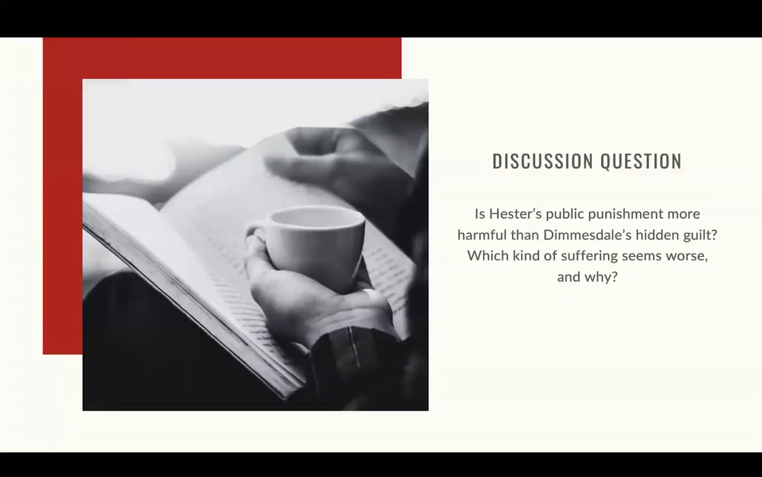So, one of the first discussion questions: is Hester's public punishment more harmful than Dimmesdale's hidden guilt? Which kind of suffering seems worse and why? You can feel free to unmute yourself and share. Would you like to share, Shamil Rawji?